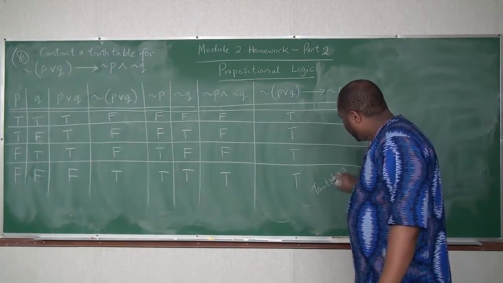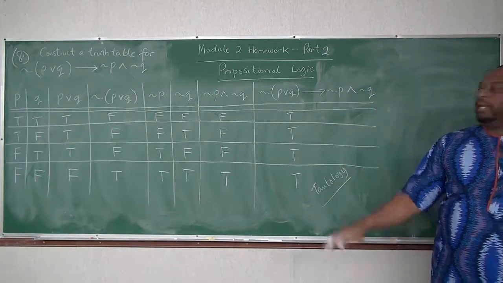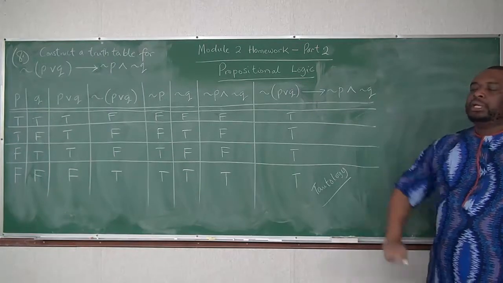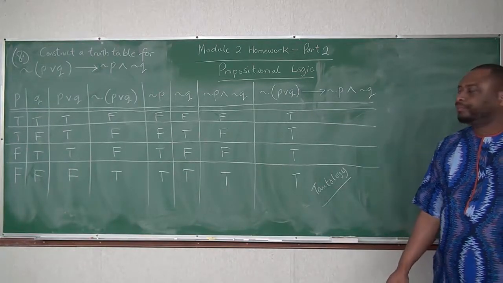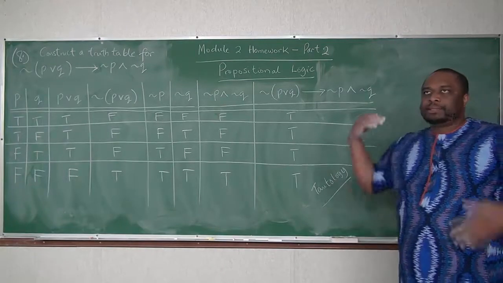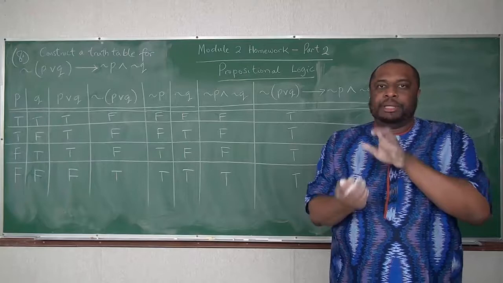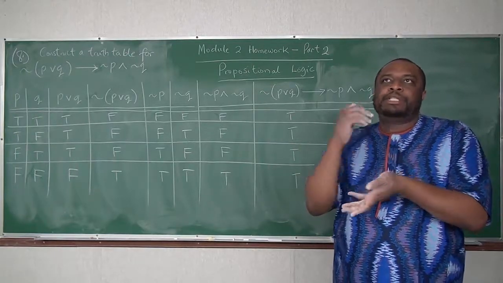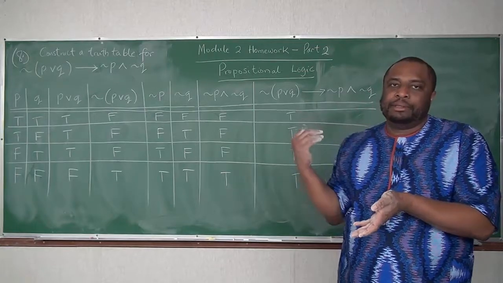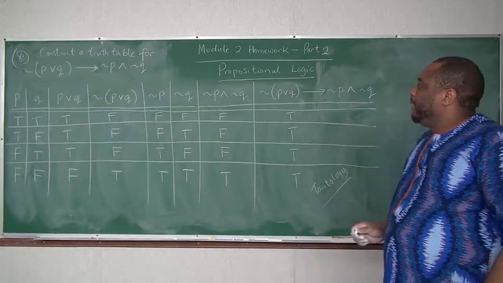A tautology is a statement that is always true. The truth values are all true, so it is a tautology. Okay? Please view the videos I did on logic and truth tables to get an understanding of the logical connectives. Look at the videos on logical connectives. And that would make much sense.